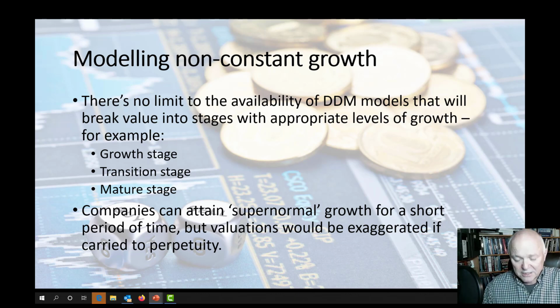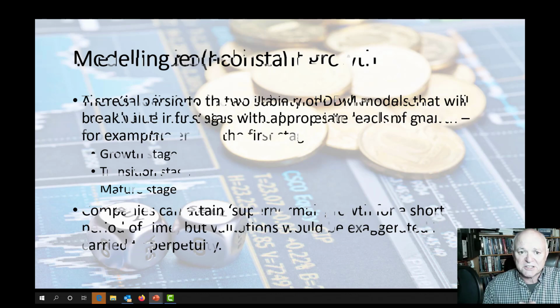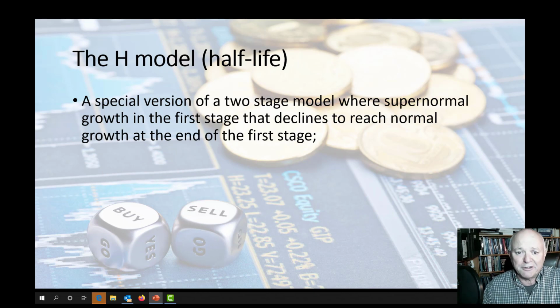There's another version of this model that's perhaps a little bit smarter in many respects. It's called the H model, or the half-life model, where there's considered to be a supernormal growth period at the beginning in the first stage, and then that gets stepped down by halves as we go beyond that first period. So we'll go to half of that growth, half of that growth, and so on, until eventually we reach a normal rate of growth. That's a model that we don't specifically look at today, but it's covered in Chapter 3 of the equity textbook.